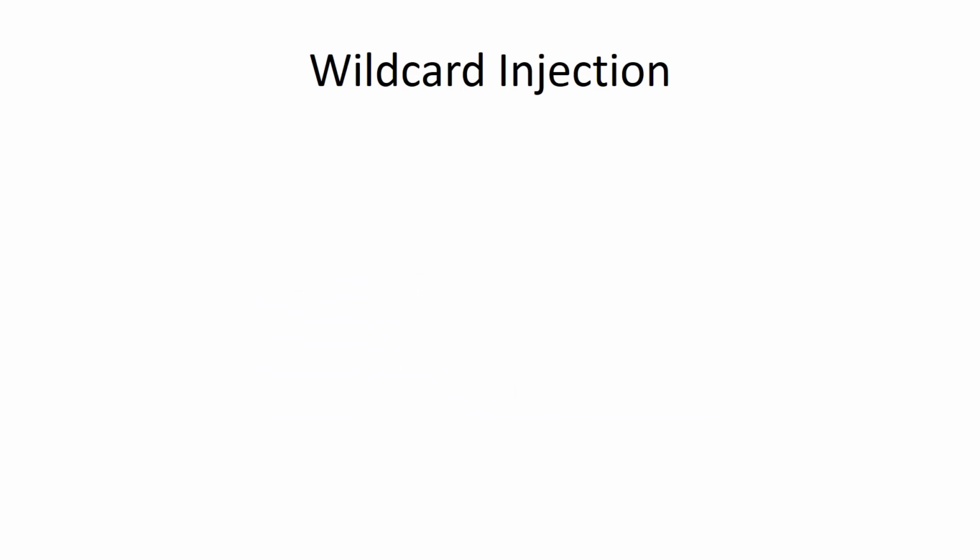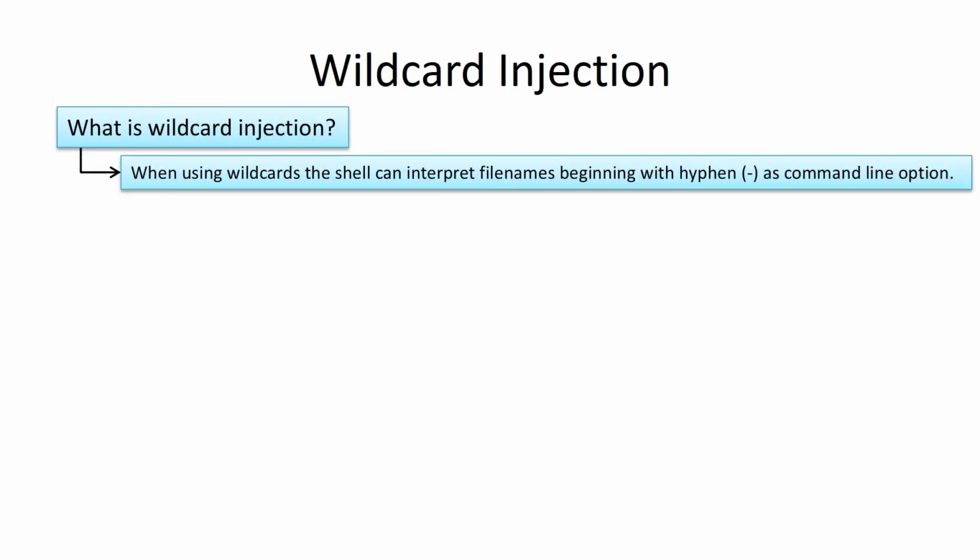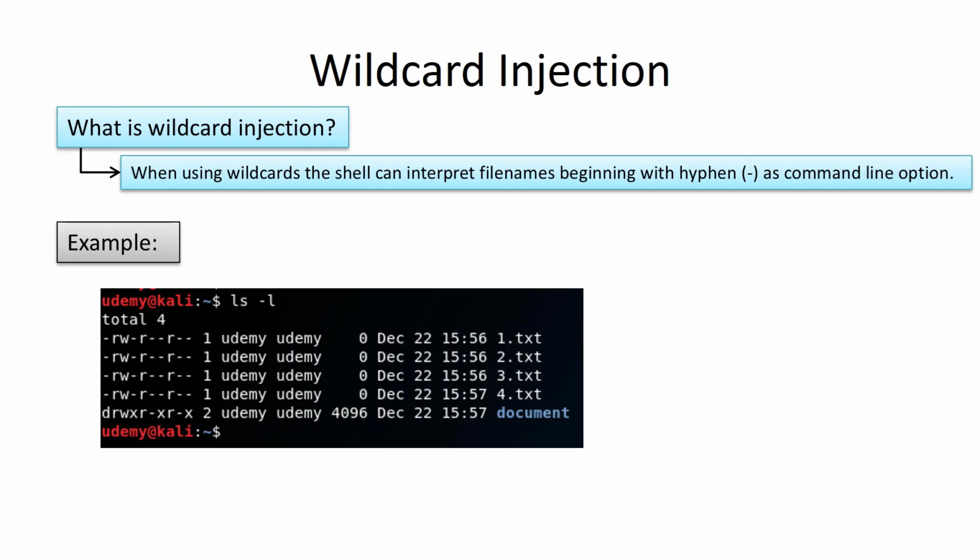When we know what the wildcard is and how it is used, it is time to get to know how wildcard injection works. This technique is based on one feature of Linux shell. When you create a file whose name starts with a hyphen, shell interprets it as a command line option. Let's review one example to better understand this technique.